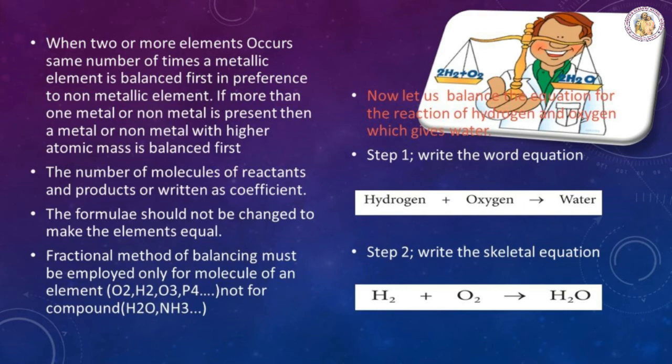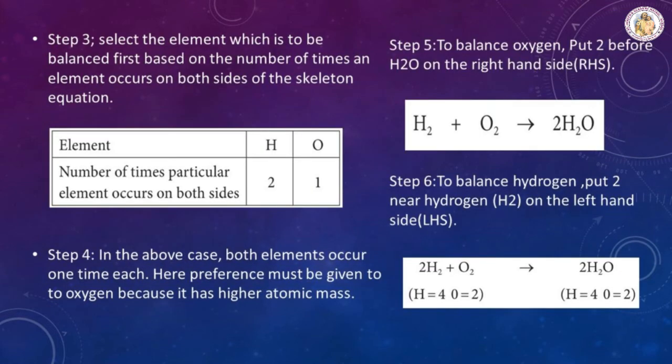First, we should write the word equation. In step 1, we are going to write the word equation: hydrogen plus oxygen gives water. Next, in step 2, we are going to write the skeletal equation. What is the symbol for hydrogen? It is H2. What is the symbol for oxygen? It is O2. And what is the symbol for water? It is H2O. So hydrogen plus oxygen gives water: H2 plus O2 gives H2O. Step 3.